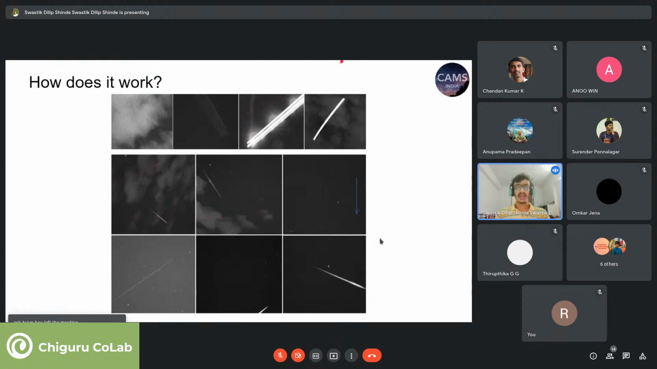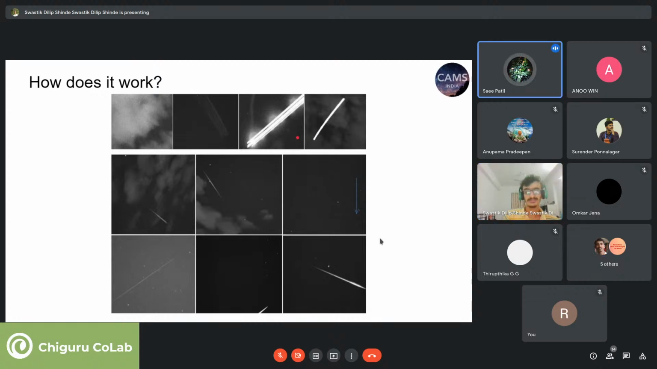So now, can anyone tell me which one of these images is a meteor and which one is a plane? Anyone? Can someone tell me? Is this a meteor or a plane? What is this image of? It's a plane. Yes, right.